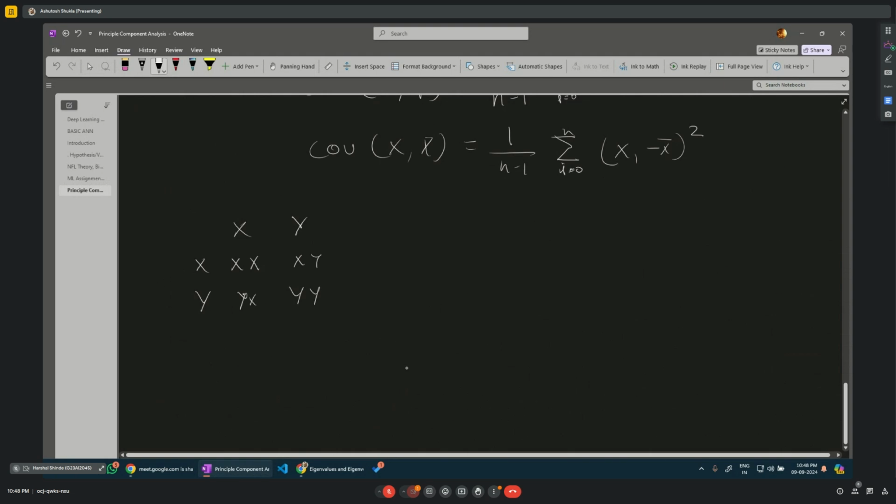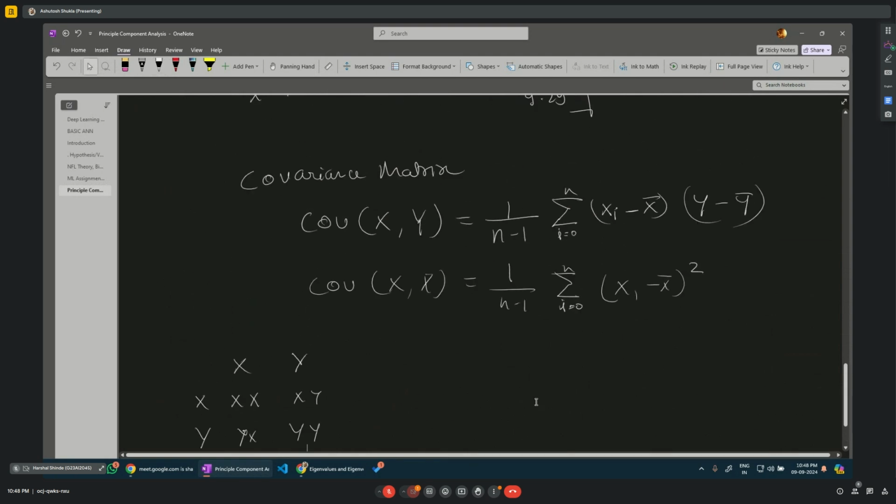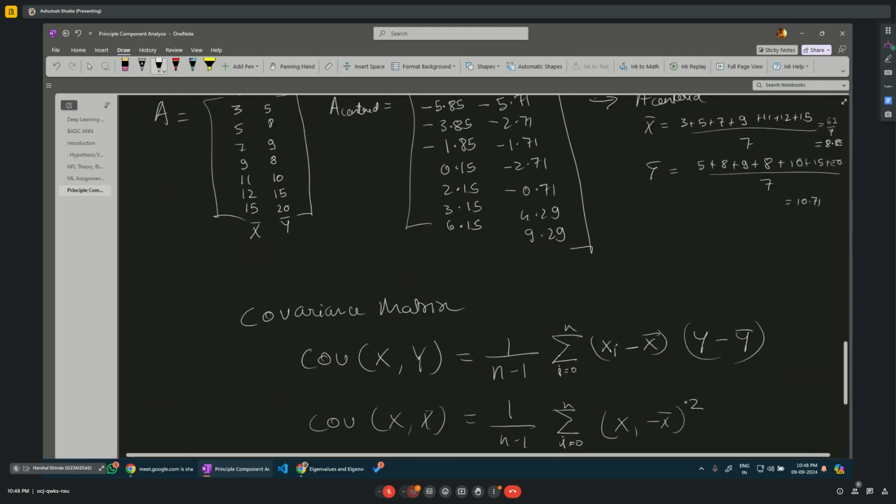Now the thing is, if you multiply, what are you looking at? Like this xi minus x bar and yi minus y bar is what we just calculated over here. So this x minus x bar is this one, and y minus y bar is this one. That is what is happening. So I'll just write it: xi minus x bar, and this one is yi minus y bar. So this matrix that we've just calculated is useful for us for this part.